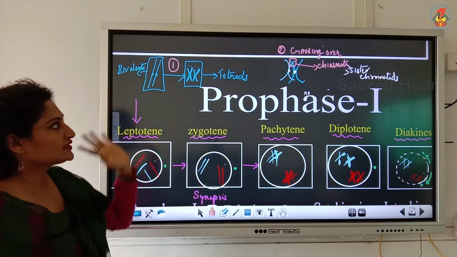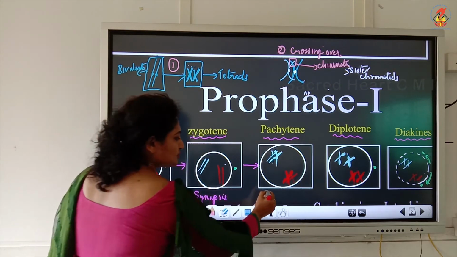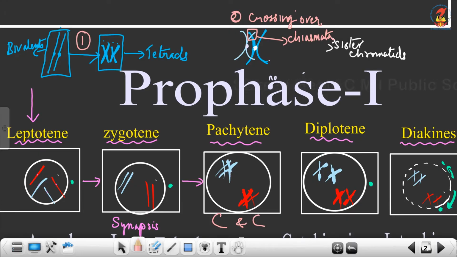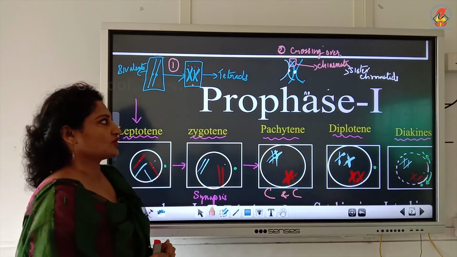So these are the two events occurring in the Pachytene stage. What are the events occurring in Pachytene stage? Remember the two C's, C and C. The first C is condensation of the bivalents to form tetrads. Got it? The bivalents of the homologous chromosomes become tetrads. The second event is crossing over, which takes place between the adjacent non-sister chromatids.